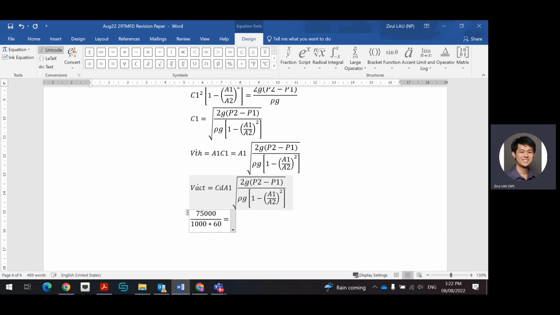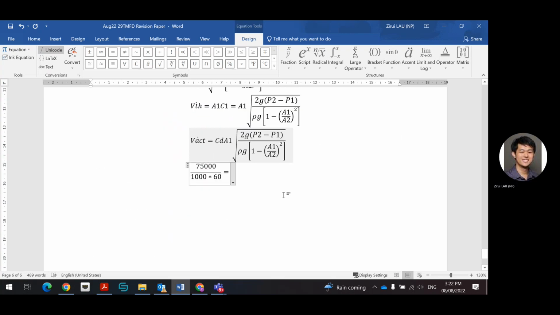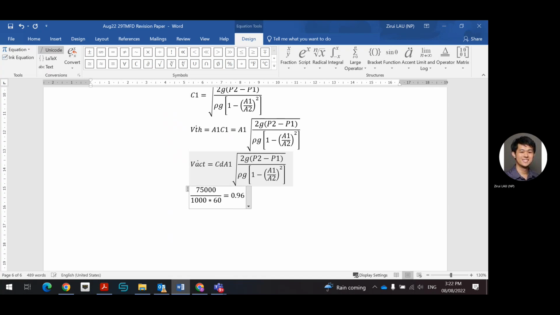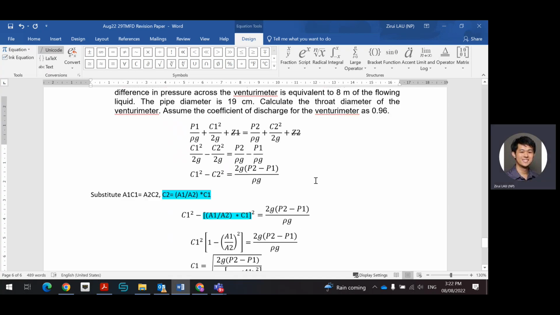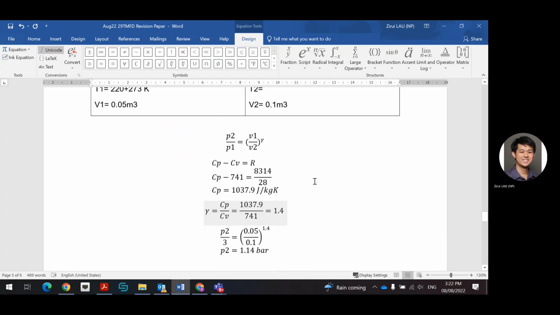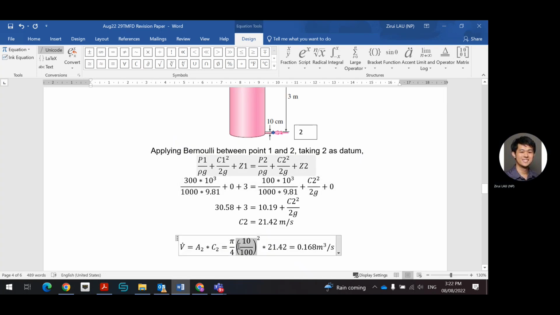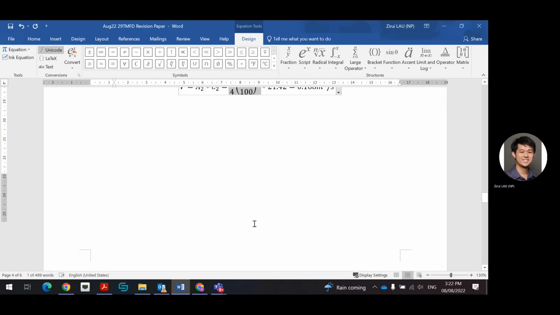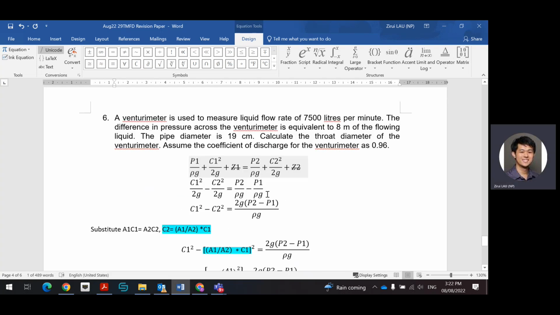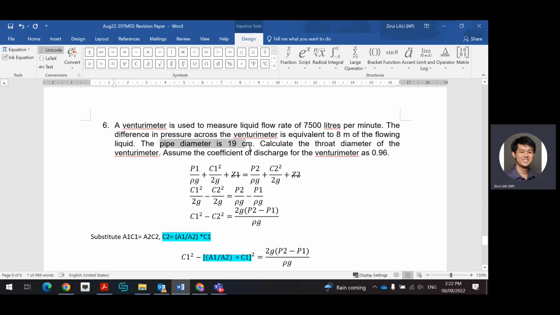CD, what is your CD value? What is the discharge coefficient? 0.96. A1, the diameter. Wait, let me get the diameter. The pipe diameter is 19 cm.